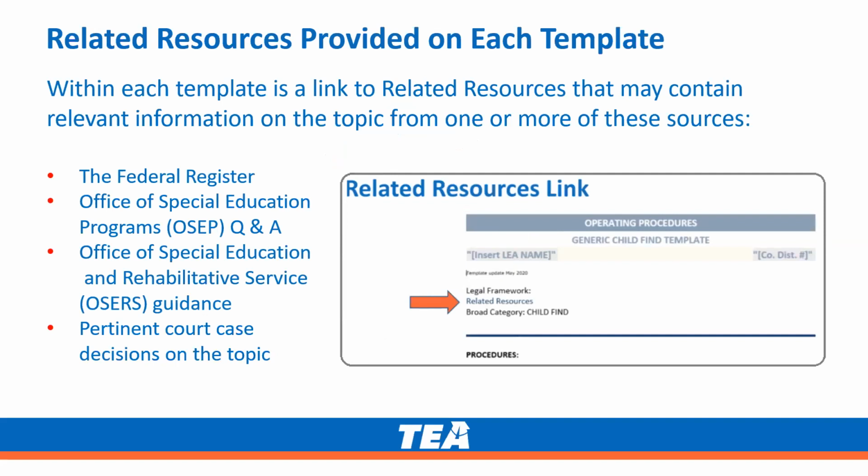So, some of the resources provided in the templates. Within each template, there's a link to related resources that might contain relevant information on the topic. So if you look here in this sample, those related resource links within the template include the Federal Register, OSEP, OSERS, and there could be some pertinent court case decisions on the topic. So that would be included on your template, as you can see in the example.